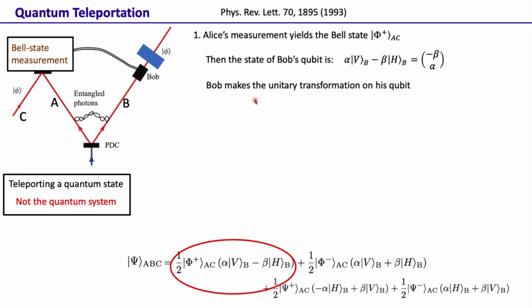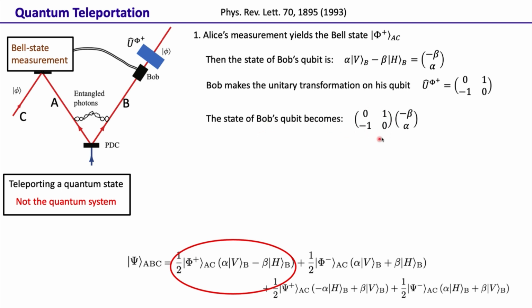then Bob will make this unitary transformation on his qubit, which at this point is minus beta by alpha. So, he will make this unitary transformation U phi plus corresponding to this one, which is 0 0 1 minus 1. And if Bob makes this transformation, then we see that the state of Bob's qubit becomes this unitary transformation acting on this state minus beta alpha, and then that becomes alpha beta. So, this state is the same as the state of particle C that we started with, alpha beta. And so, the teleportation is complete, at least for this measurement result.